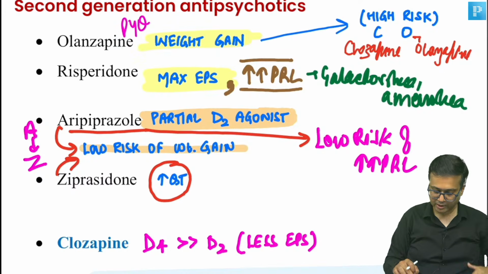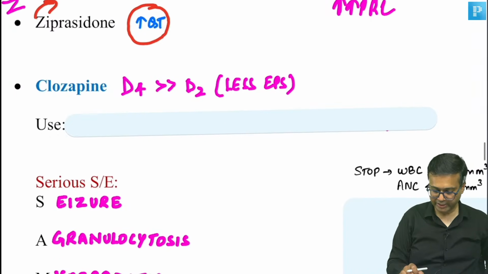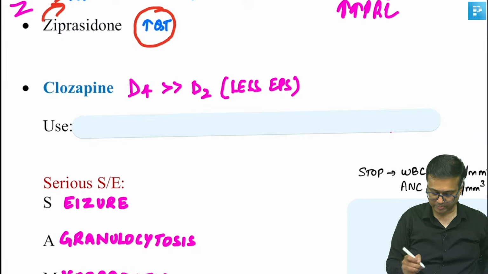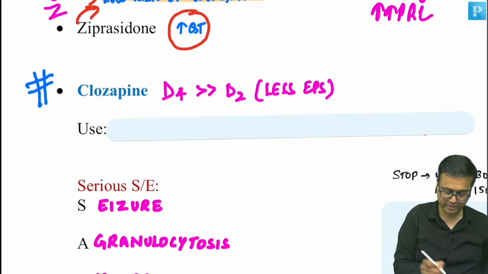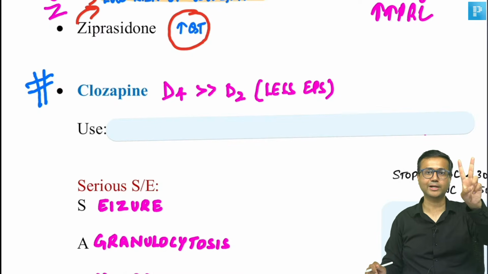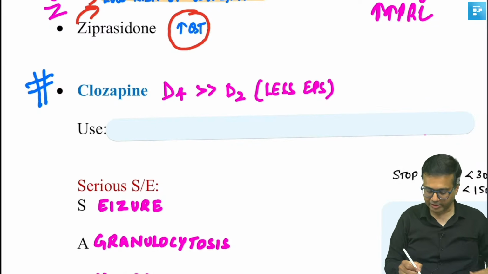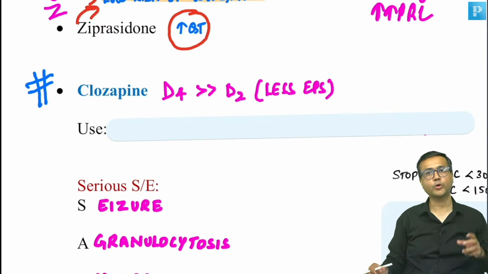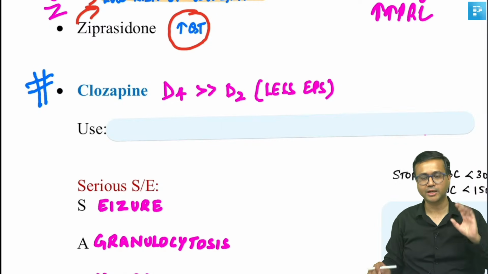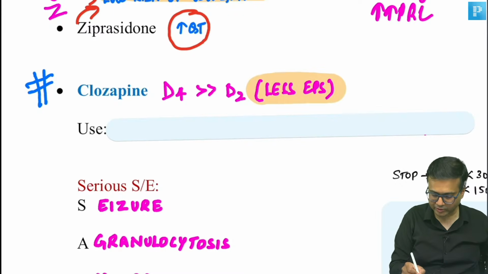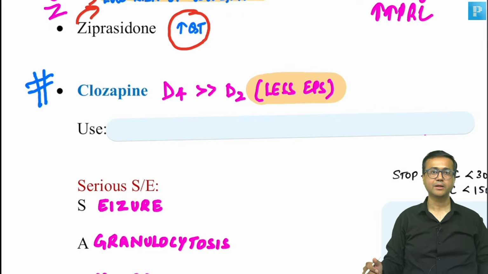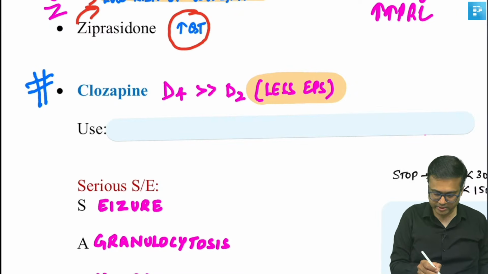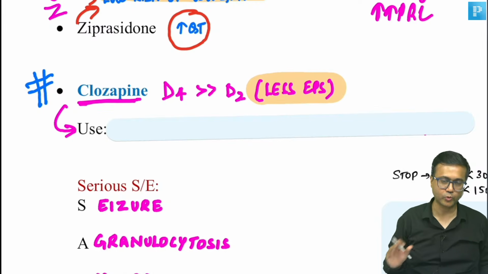Very good. Now let's discuss one very important drug, that is clozapine. So again please highlight clozapine. Clozapine is again a second generation antipsychotic, but when we see the mechanism, it is affecting D4 receptors more than D2. And EPS were happening because of D2 blockage. So please remember, in the second generation, it is one of the drugs which has less EPS. But can you tell me what is one important use of clozapine?